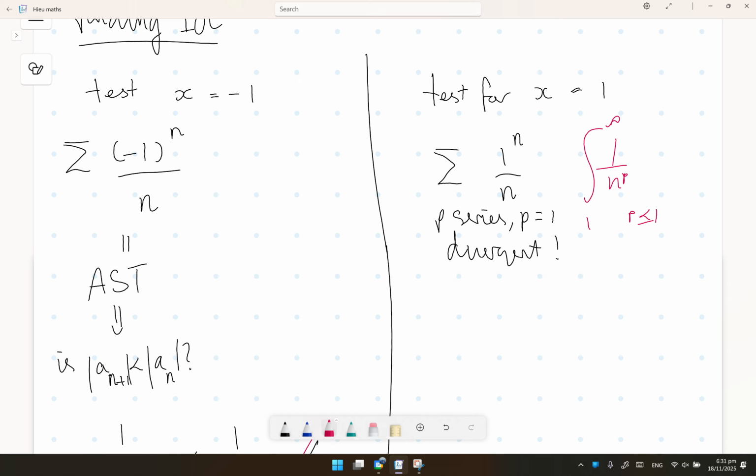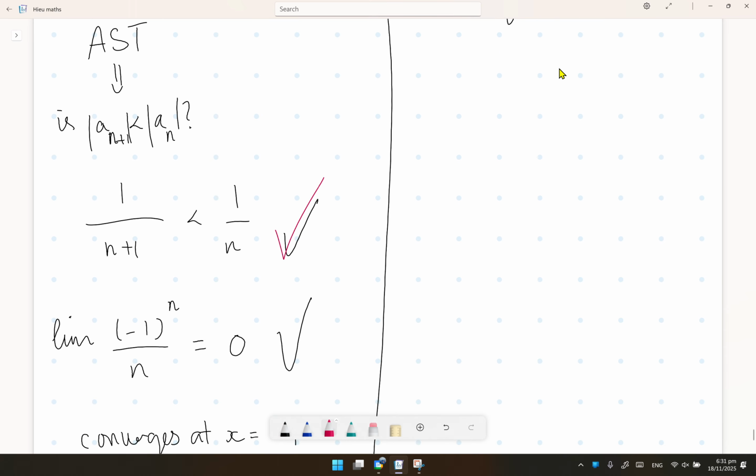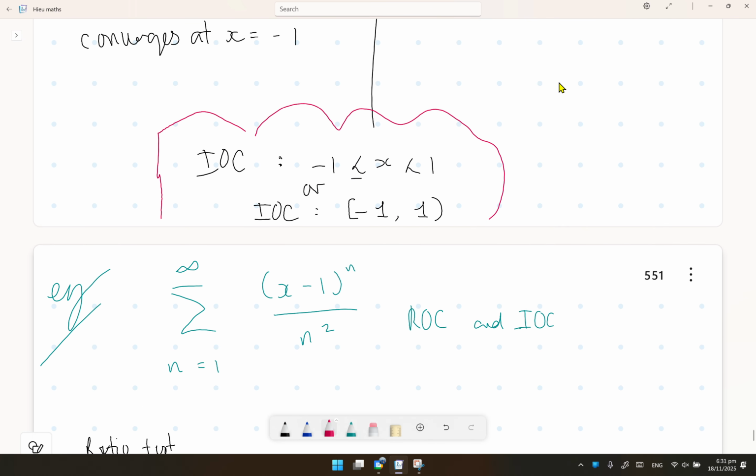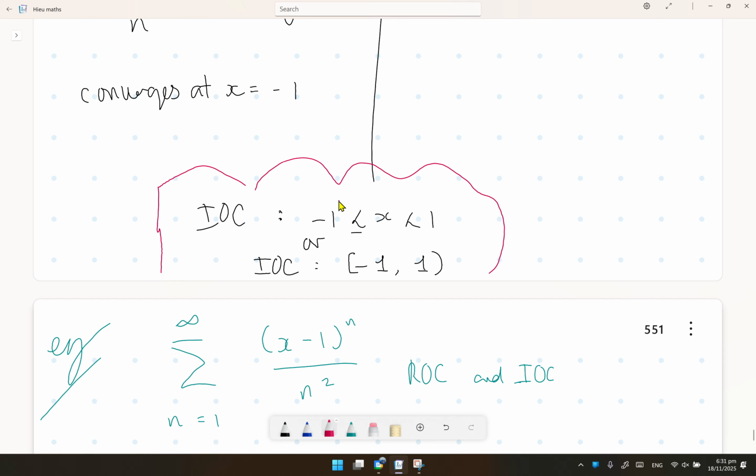So since this one technically is n to the 1, that's divergent. We know it's not inclusive of 1. Therefore, we know that the interval of convergence is inclusive of -1, but not inclusive of 1. And then you can write it out like this.